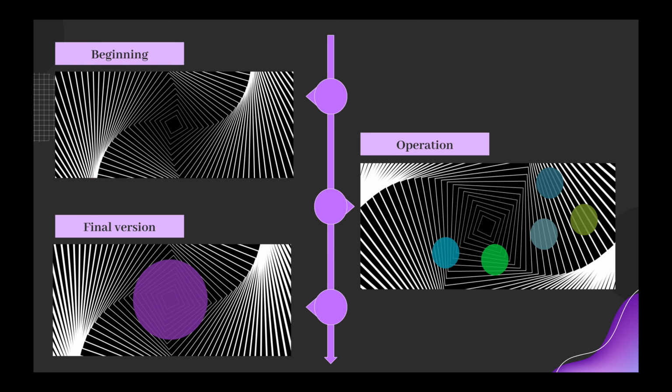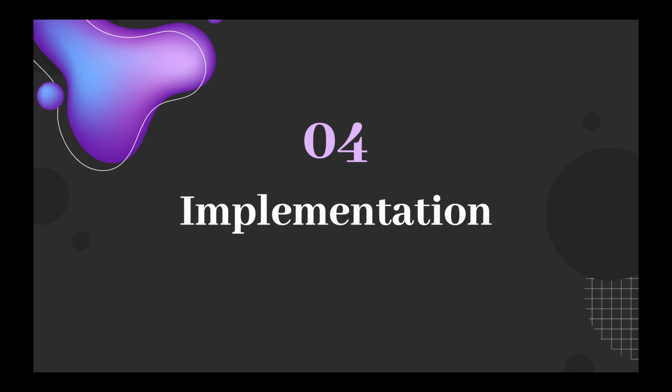So the first picture is the beginning version. You can see only the rotating square. And the second one is the operation part. You can see several balls there. They are bouncing. And the last one is the final version. Only one winner ball left and placed in the middle. So now we move to the implementation part.